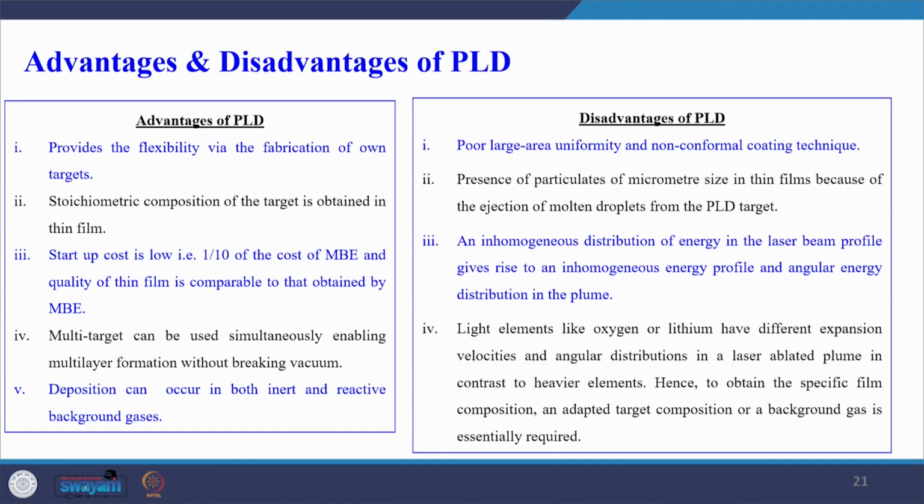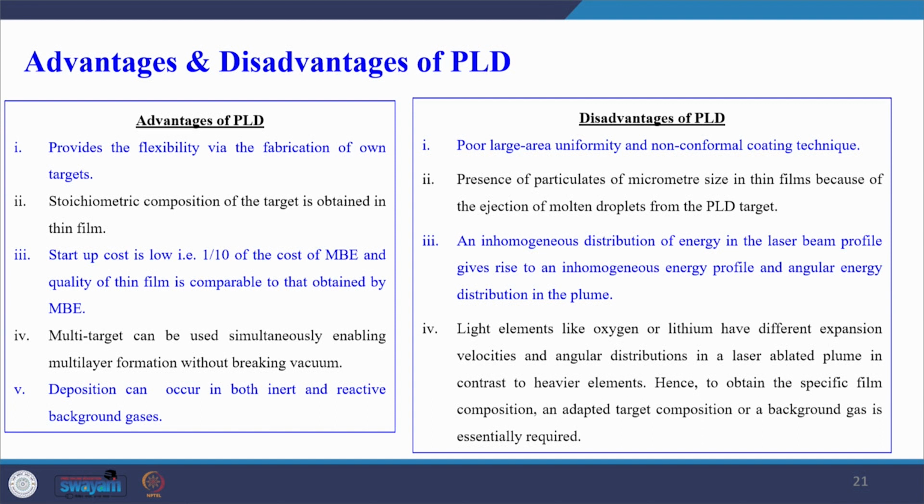Another thing is that with sputtering, in some cases you need a conducting target, but here you can deposit insulator, conducting, or any kind of target. So all these things are very useful. Another thing is that deposition time is also relatively low, and it can deposit in the presence of both reactive and inert gases.